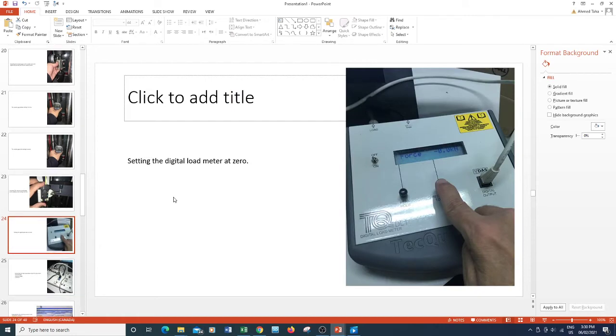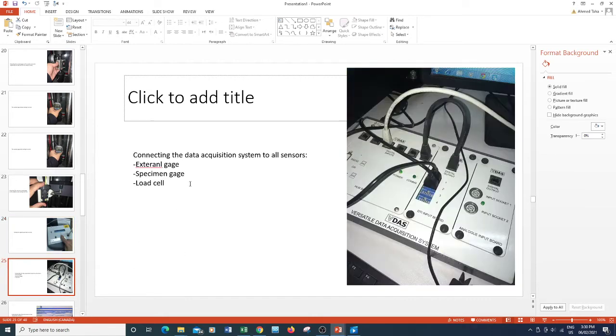Here we are setting the digital load meter. This is the digital load meter at 0. We are zeroing it, and we are connecting the data acquisition system to all sensors, which are the external gauge, the specimen gauge, and the load cell.